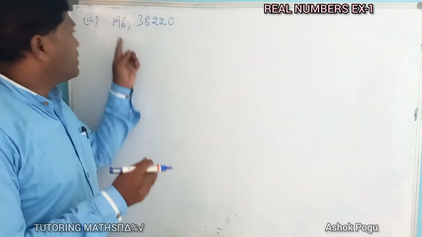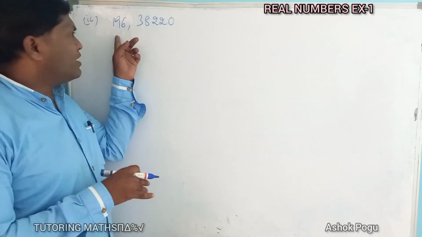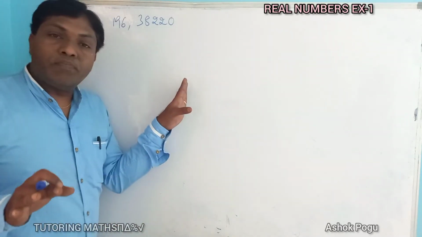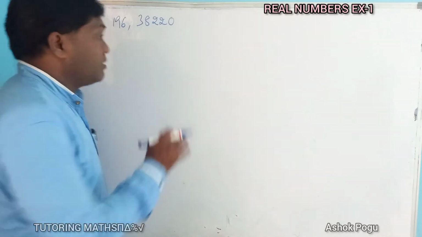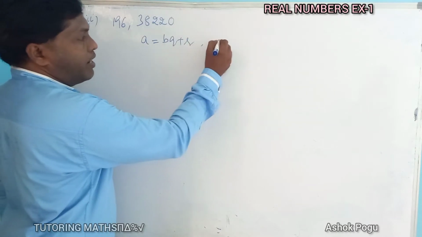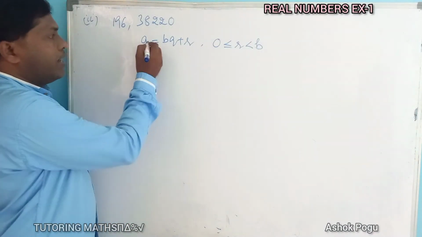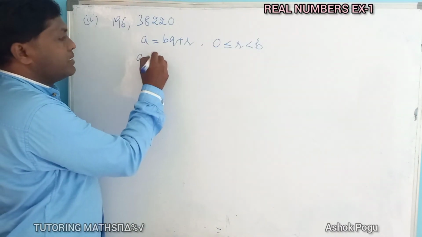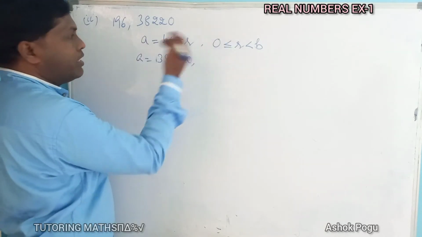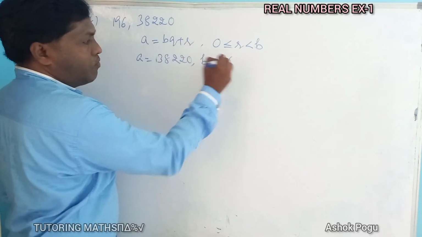Yeah, one more question. Two numbers, 196 and 38,220. One is a smaller number, one is a very big number. So be alert, be careful while doing the division. And here a is equal to bq plus r, where 0 is less than or equal to r and r is less than b. And here what is a? a is the bigger number, 38,220, according to the division lemma, and b is the smaller number, 196.